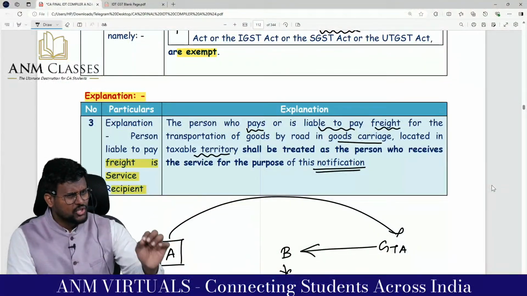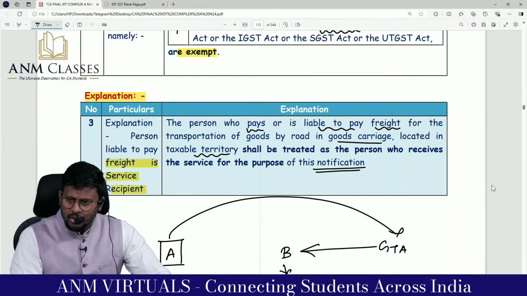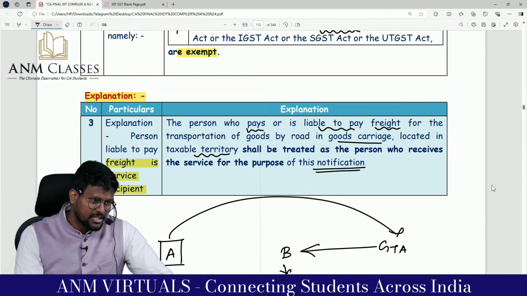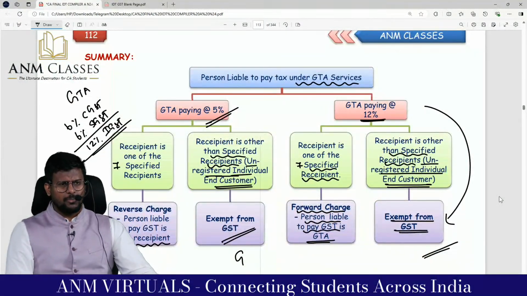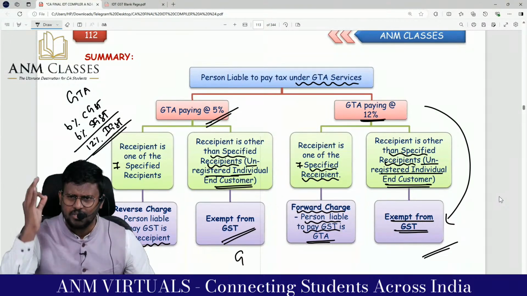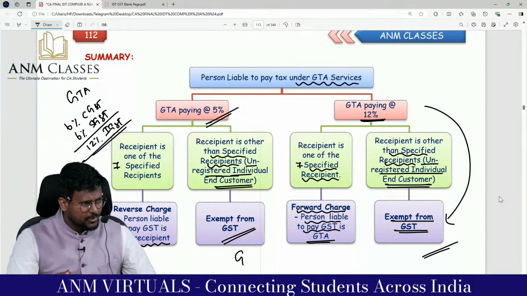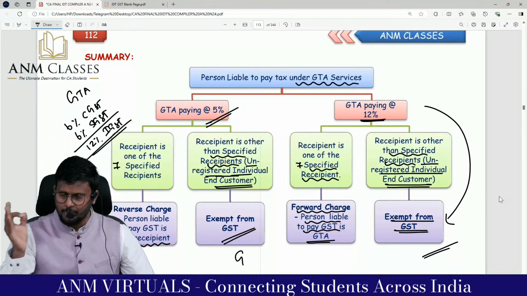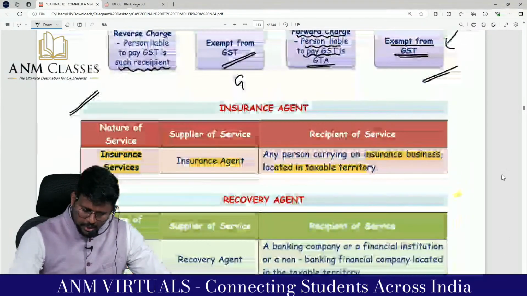And we are having an explanation under the GTA service that the person who is paying the freight is the person liable to pay GST or the service recipient, as the case may be. Are you all really with me? Sir, we are having two types of GTA. Either the GTA may be 5% GTA or 12% GTA. 12% GTA means they have adopted the FCM. That means always forward charge mechanism will be applicable. Reverse charge mechanism will not be applicable. If it is a 5% GTA, you have to check whether the recipient is a 7 specified person or other than 7 specified person. For 7 specified persons, RCM will be applicable. Other than 7 specified persons, it is not. Are you all really with me?